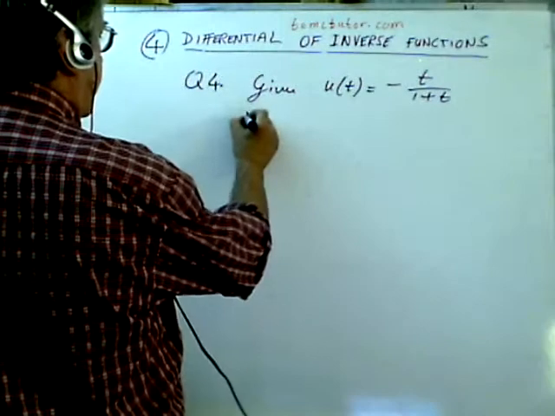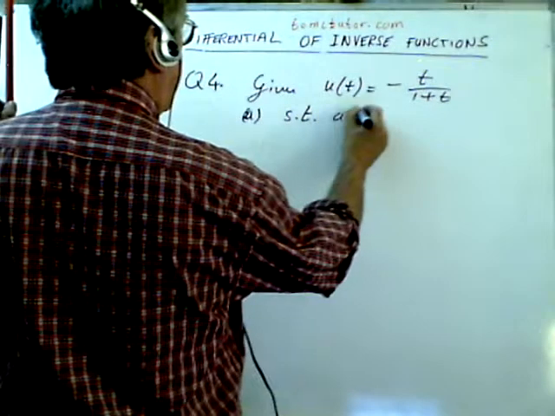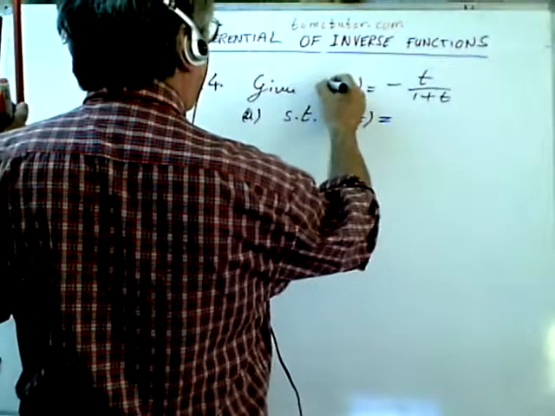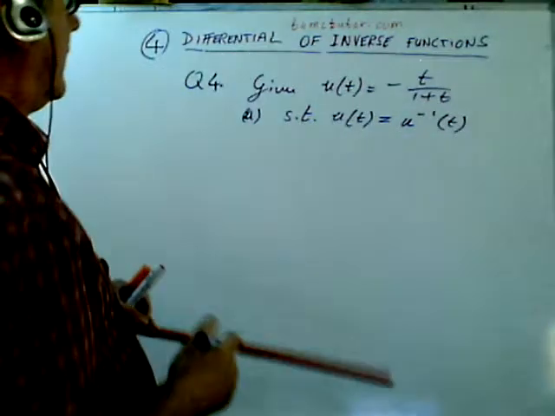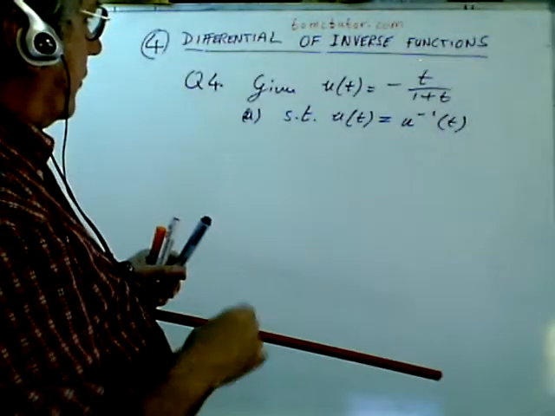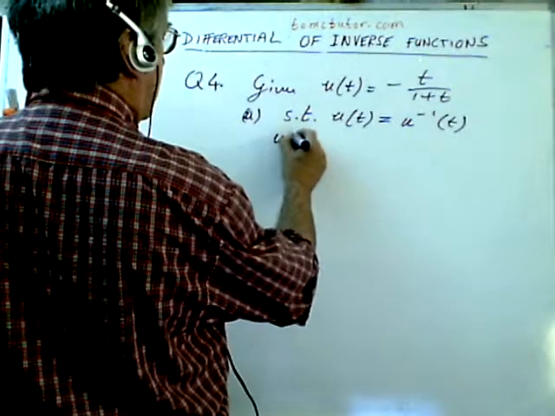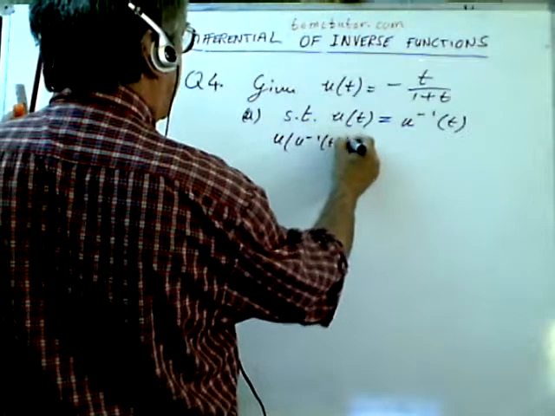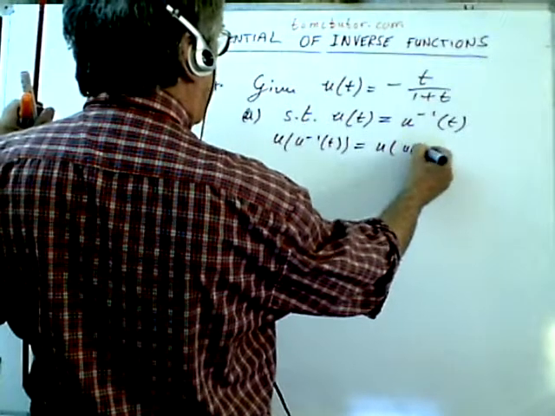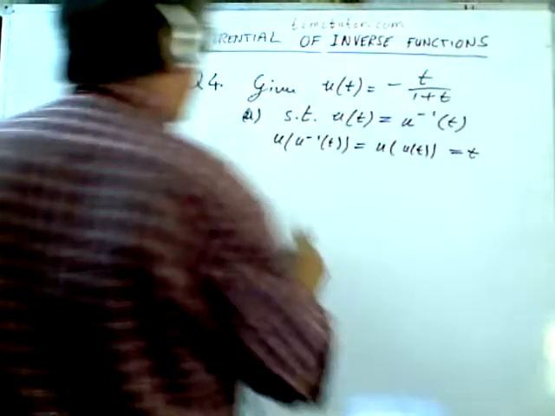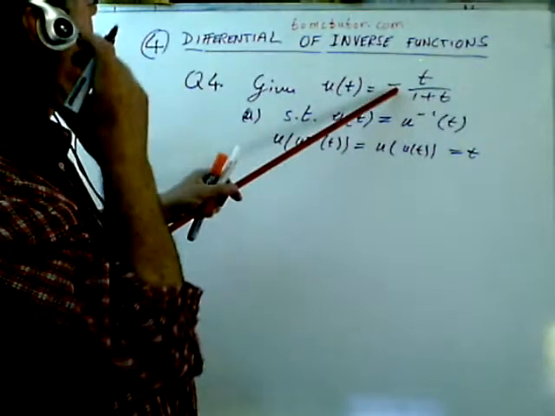Show that, so there are two parts to this problem. Part A, show that u of t is equal to its own inverse. Okay, so how are we going to do that? Well, if u is its own inverse, that means that u of u minus 1 of t should equal u of u of t should equal t. Okay, because that's by definition, you put the inverse function in, it will return the independent variable t.